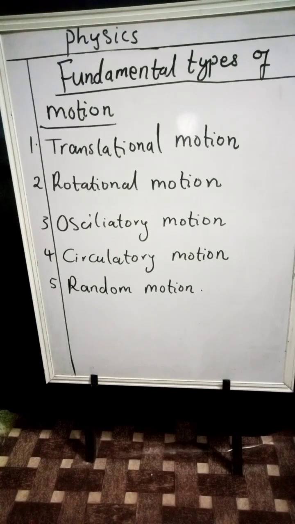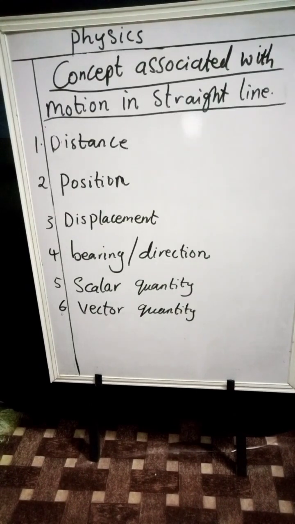At this point, having explained different types of fundamental motion, what we are going to look at is the concepts associated with straight line motion. These are the terms that we are going to be using in the discussion of motion in a straight line. We have to explain them one by one. The first is distance, followed by position, then displacement, followed by bearing and direction, then scalar quantity and vector quantity.